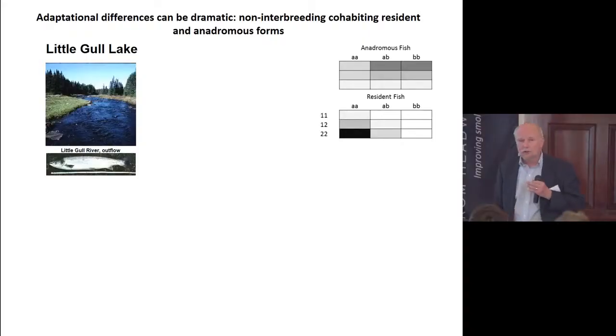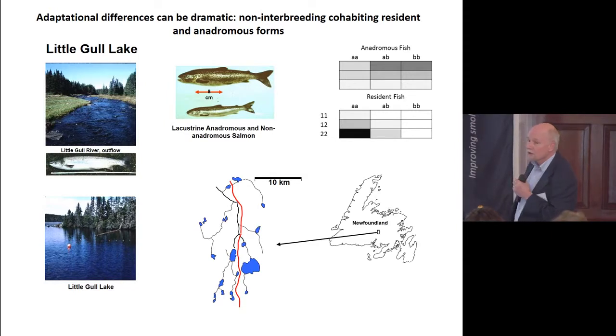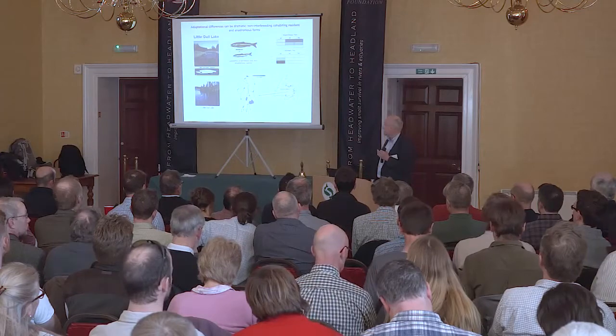Now, I'm going to show you an extreme here, and I like to put this up because it puts things into perspective in Scotland. Here's an example of adaptational differences within Atlantic salmon, within a river in Newfoundland, where you have two sympatric populations of Atlantic salmon that are very different. It's called Little Gull Lake, and in there you have a resident population and an anadromous population, and you can angle for them and catch them one after another, but they don't interbreed at all. Why doesn't the resident stock go to sea like the anadromous one does? It's because they're adaptationally different.